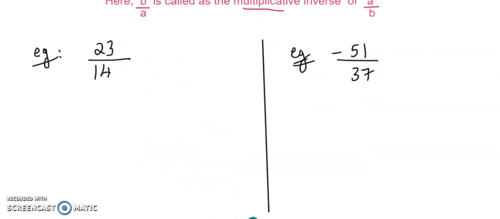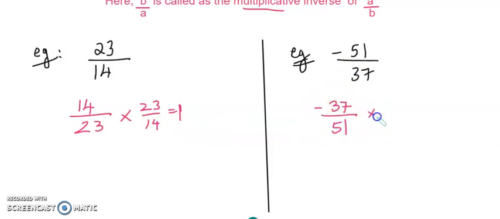Okay, so 23 by 14, if you want its multiplicative inverse, you shift the denominator to the numerator and the numerator to the denominator. Just flip it upside down. So you get 1 when multiplied. I have not changed the sign. Same way, minus 51 by 37. Keep the sign in the numerator. Don't change it. Just flip the numbers from numerator to denominator and the answer will be 1. Hope this is clear. Let's take a few quick questions.